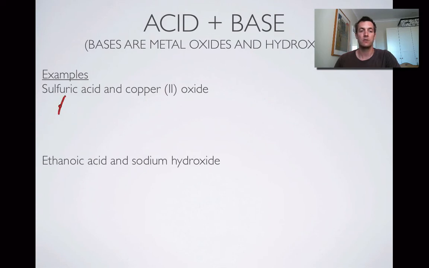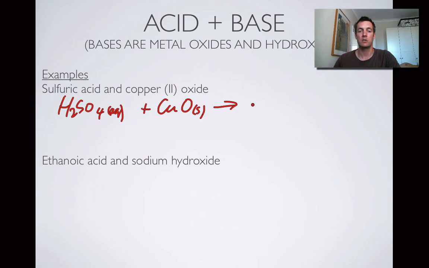Sulfuric acid, H2SO4. That's a strong acid, so we're going to split it up into ions. And copper 2 oxide. Copper 2 oxide is actually insoluble, so this is going to be a solid. That means we're not going to split it into ions in the ionic equation.